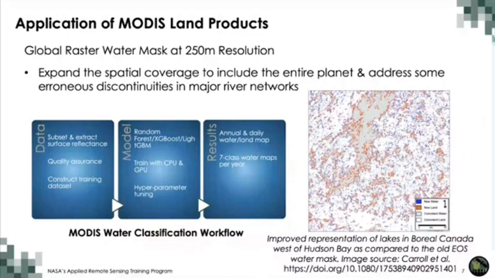With those training data sets, we build random forest, XGBoost, LightGBM models, and train with both GPU and CPU. We also conduct a few hyperparameter tuning techniques to get a better model. And the final outputs will be annual and daily water land maps, and also 7 class water maps per year.